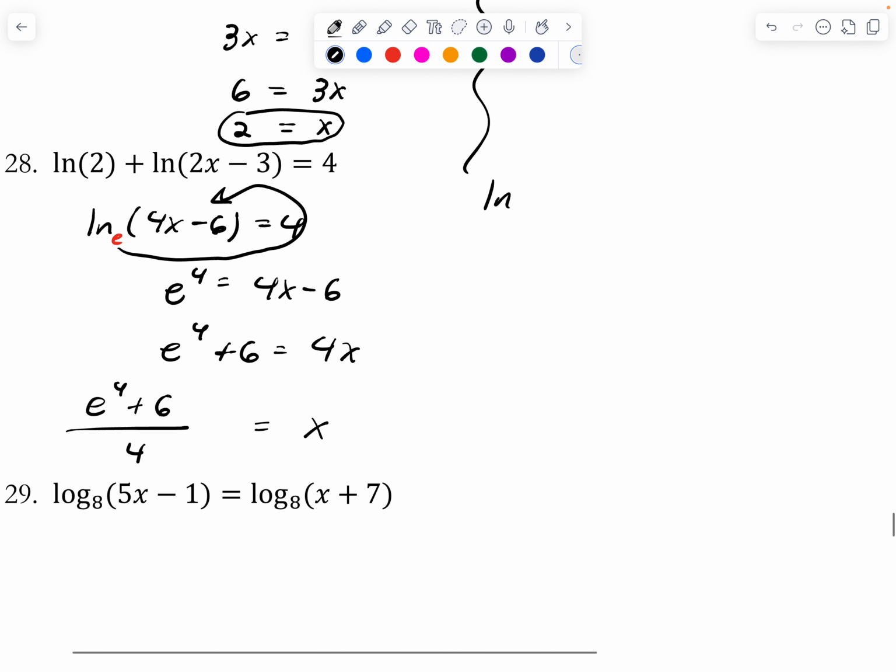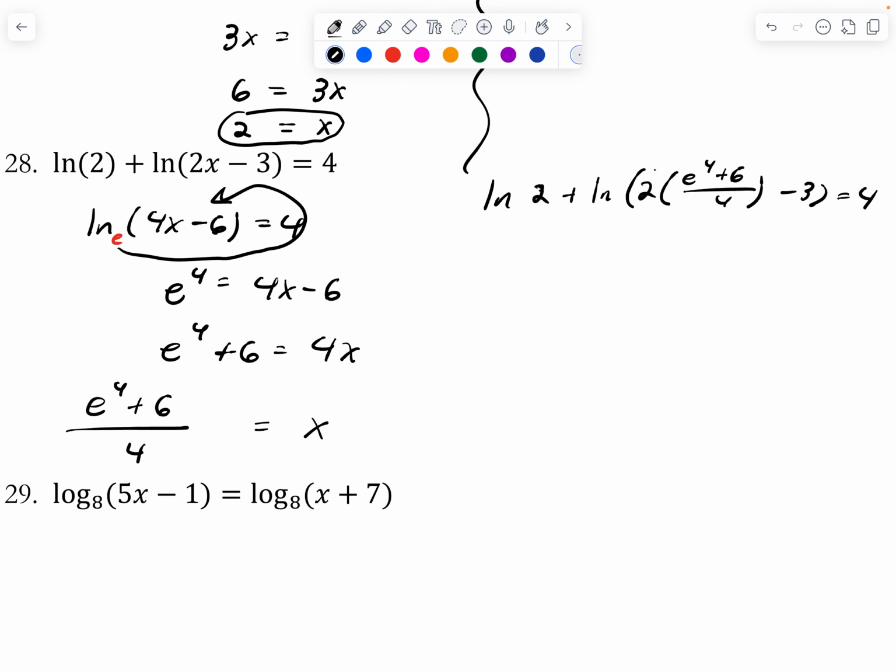Again, plugging back in, you get the natural log of 2 times e to the fourth power plus 6 over 4, minus 3 equals 4. So when I do this, I have e to the fourth power plus 6 over 2. And e to the fourth power is positive, plus 6 is positive, divided by 2 is still positive. So the whole thing has to be bigger than 3, which it will be because e is 2.7183, and to the fourth power will be over 16, and then plus 6 is 22, divided by 2. So it'll be over 11 for sure. So we're good. This will work.